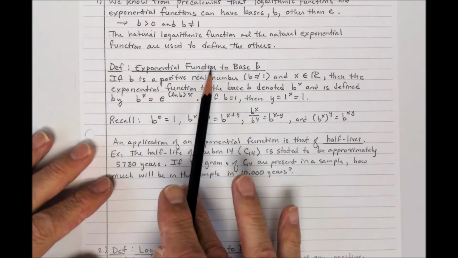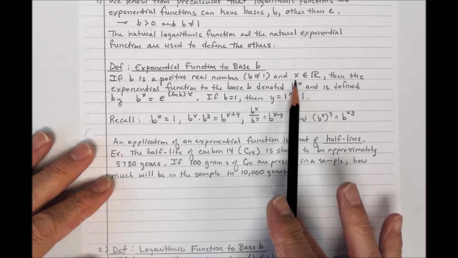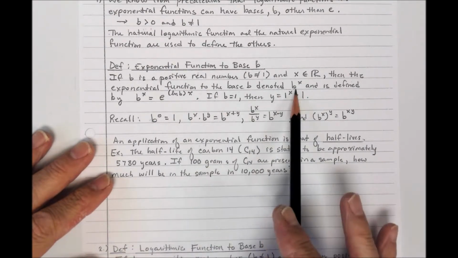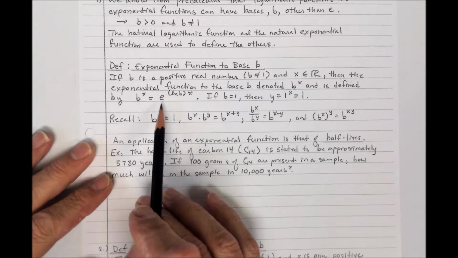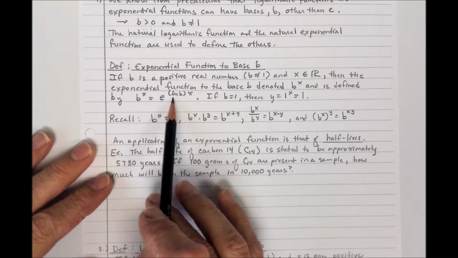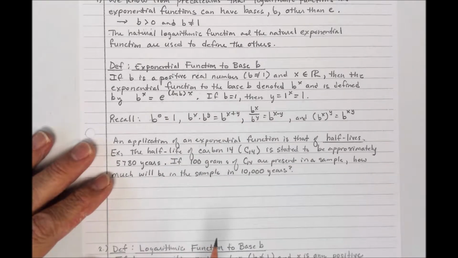Definition of an exponential function to base b. If b is a positive real number not equal to 1 and x is an element of the real numbers, then the exponential function to base b, denoted by b to the x, is defined by b to the x equals, notice how it's defined in terms of the natural exponential function, e to the natural log of b times x. And of course if b is equal to 1 you have a constant function, you just have y equals 1.